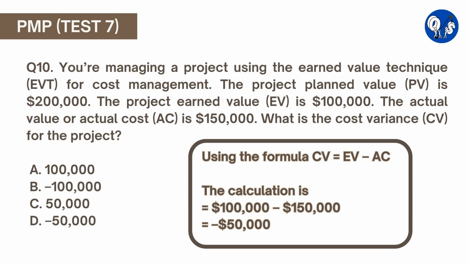Therefore, 100,000 minus 150,000 is equal to minus $50,000. So option A is incorrect. Option B is the schedule variance, not the cost variance. So it is incorrect. Option C is also incorrect.